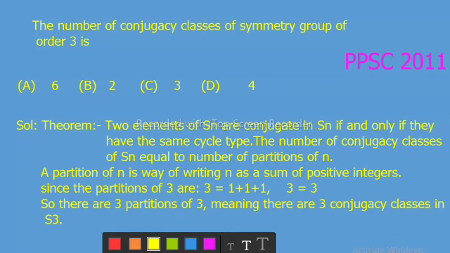So the partitions of 3, that is 3 written as a sum of positive integers, are 1 plus 1 plus 1 equals 3, 2 plus 1 equals 3, and 3 is equal to 3. So there are 3 partitions of 3, meaning there are 3 conjugacy classes in S3. So option C is correct, which is the required solution.